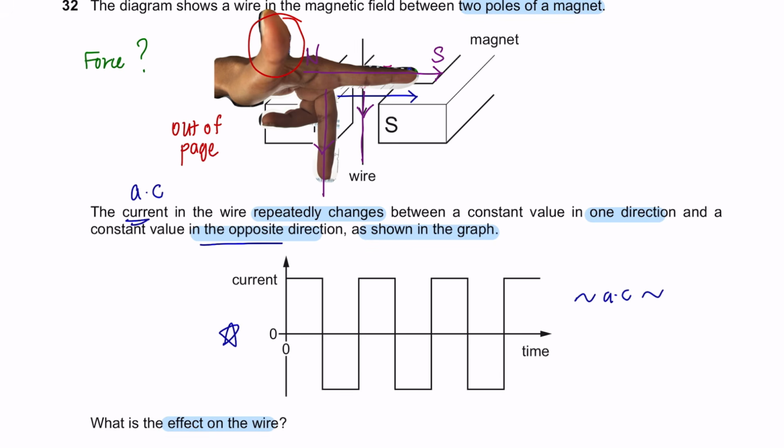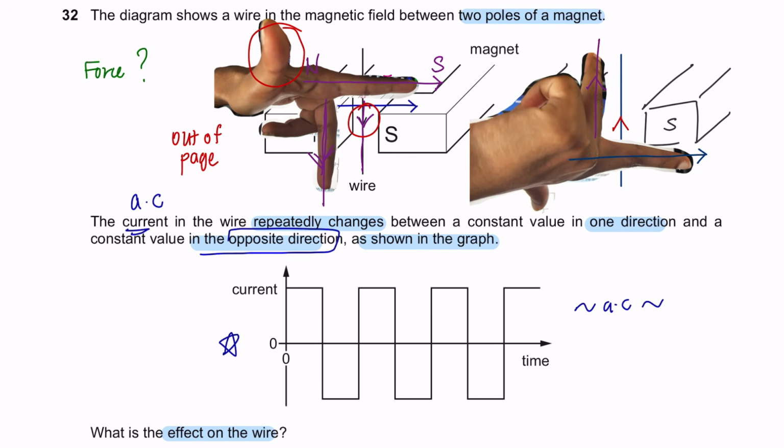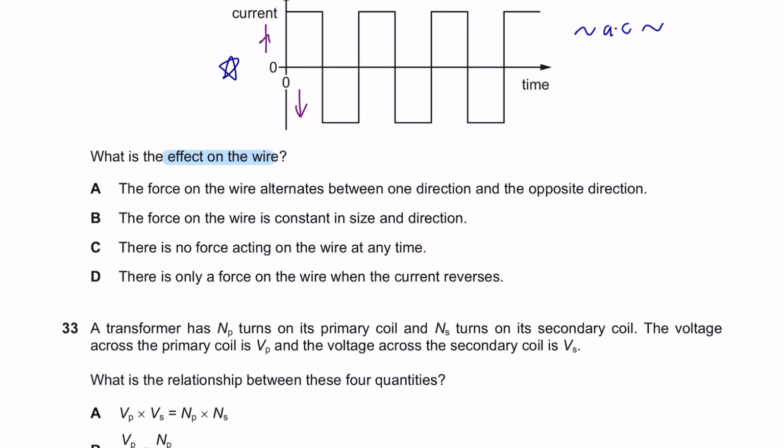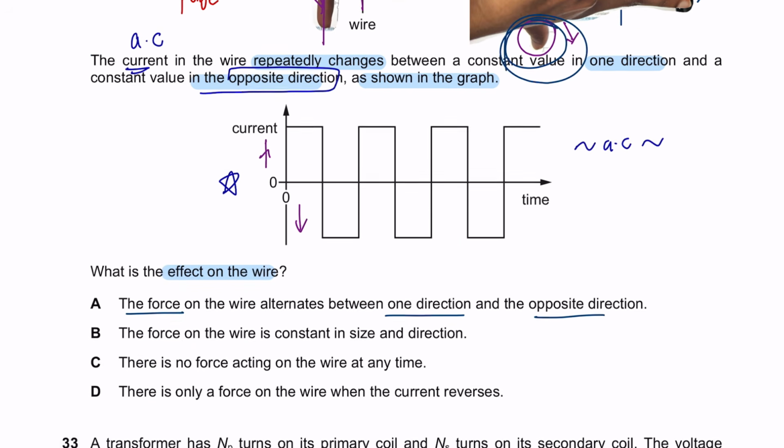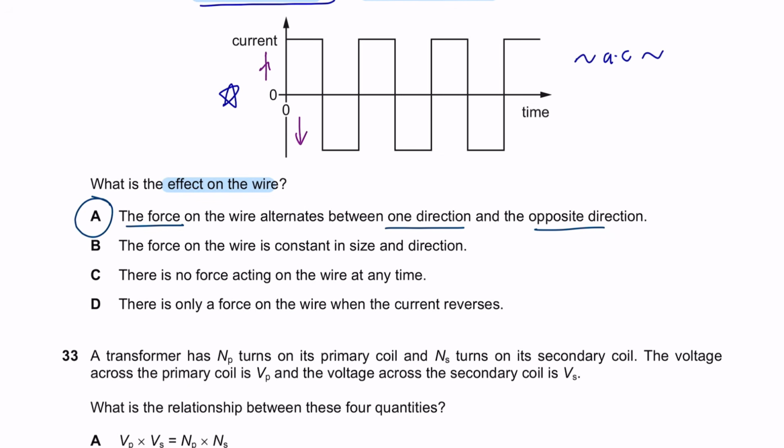But if the current is now flowing in the opposite direction, now it will be pointing upwards, causing your thumb to go into the page like this. So this tells us that as the current direction changes, your thumb direction also changes. And your thumb here is the force, so the force will change. So the force on the wire alternates between one direction and the opposite direction, between this direction and this direction, which is opposite. So the answer is A.